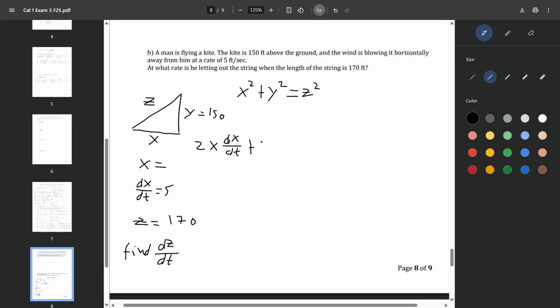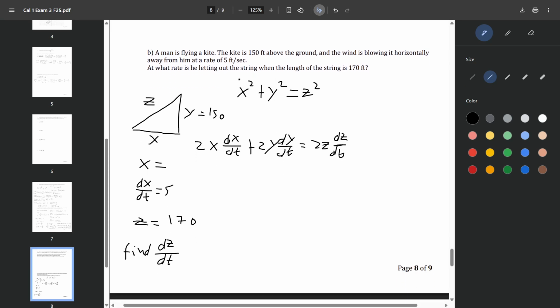Same goes with our y. Our y is going to be 2y dy over dt, and that's going to equal 2z dz over dt. Now, we are missing one variable, which is x.